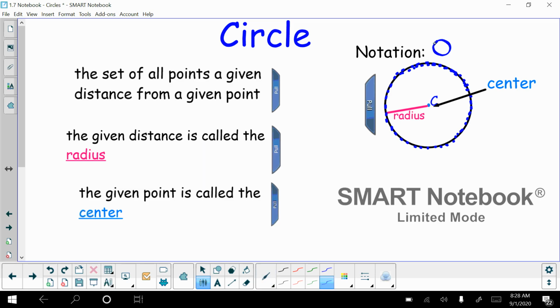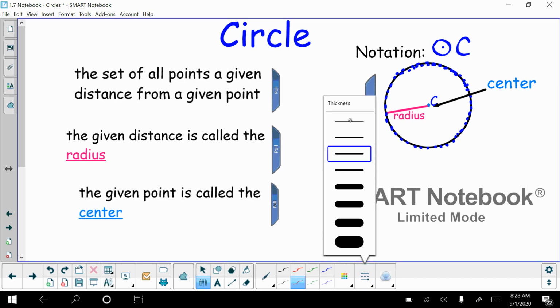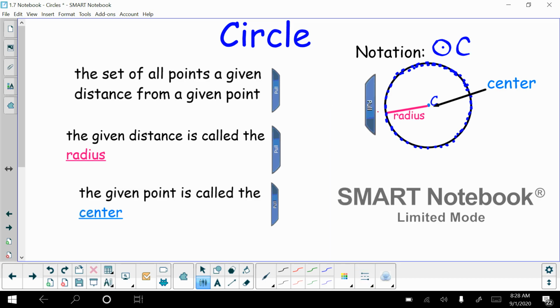The symbol is going to be a circle, and then you use the center point. So how do you name the circle? You say circle C. Okay. How do you name the radius? Depending on what this point is out here. Let's say this was B. So the way you name the radius would be BC. And of course, it's a segment, so you want to use the segment symbol.